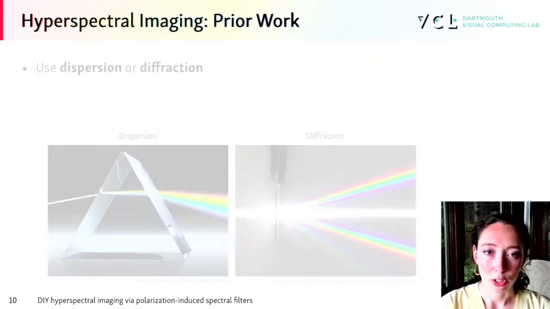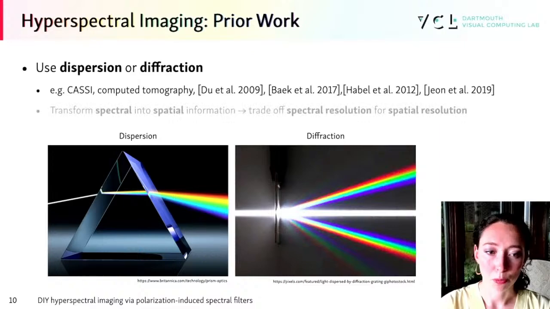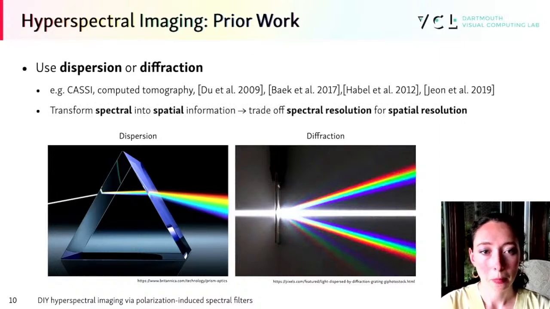Another class of approaches to hyperspectral imaging use dispersion or diffraction. Both of these methods bend light rays to spread spectral information over a spatial area, which in turn lowers the spatial resolution of the system. In our approach, we use temporal multiplexing to obtain spectral measurements, allowing us to retain the full spatial resolution of the image.